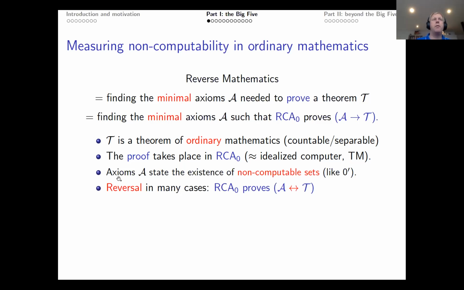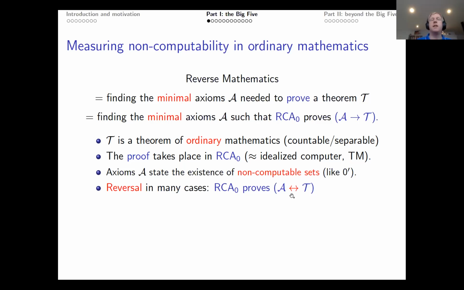And now comes an important part. In many cases, almost always, we have a reversal. If we have the minimal axioms A, we can derive the theorem T, but over RCA0, we can also derive the axiom A from the theorem T. So this is called a reversal because normally we derive theorems from axioms, in principle, but we can also derive axioms from theorems, the reverse way of doing math, hence reverse mathematics. And this equivalence precisely measures how much non-computability we need.